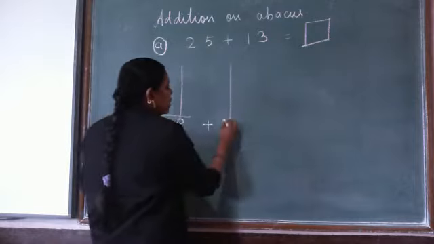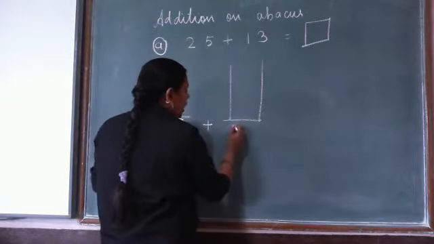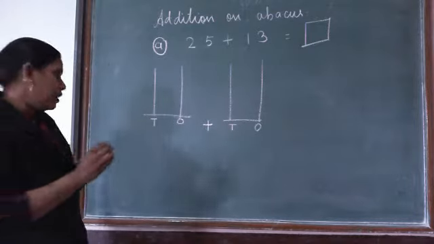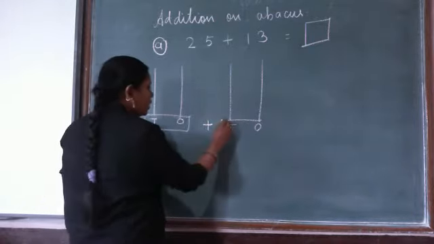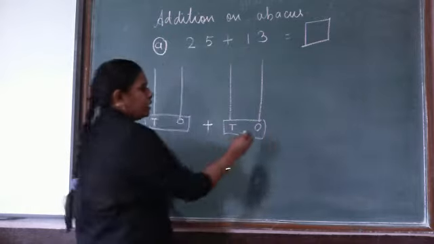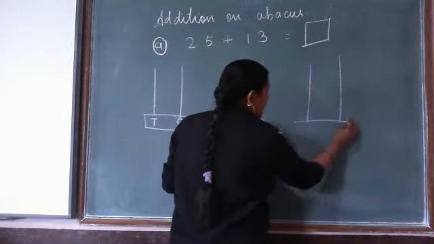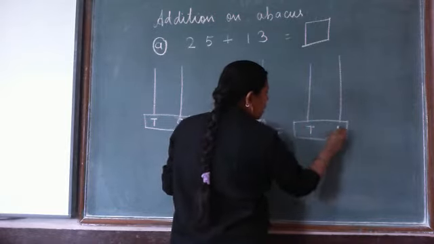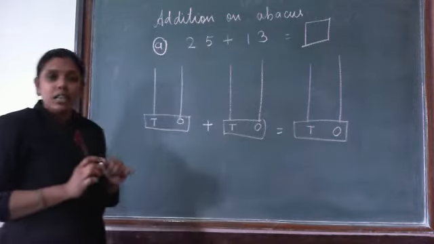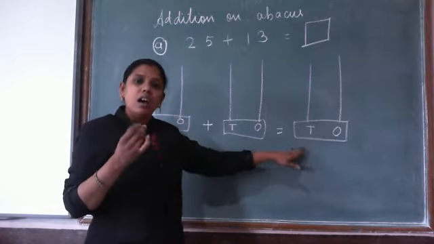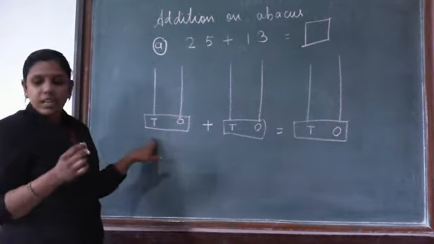Then another abacus. Again write here T and O. T is for tens and O is for ones. And then the sign of equals to, and one more abacus, and in this abacus we obtain our result, our answer of plus and minus.